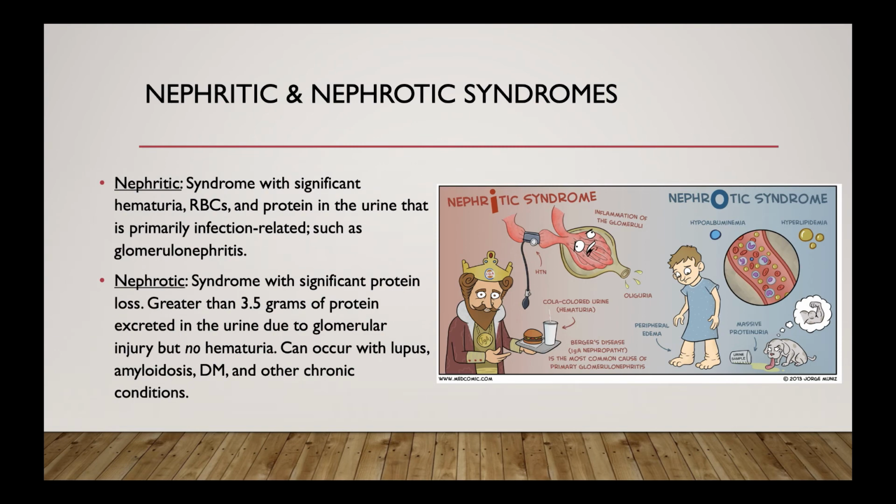In contrast, you have nephrotic syndrome. This does not have hematuria. You don't have blood in your urine, but you have a ton of protein. These patients are losing a ton of protein. It can occur for a number of reasons: lupus, amyloidosis, which is super high serum protein levels, diabetes, and other chronic conditions.